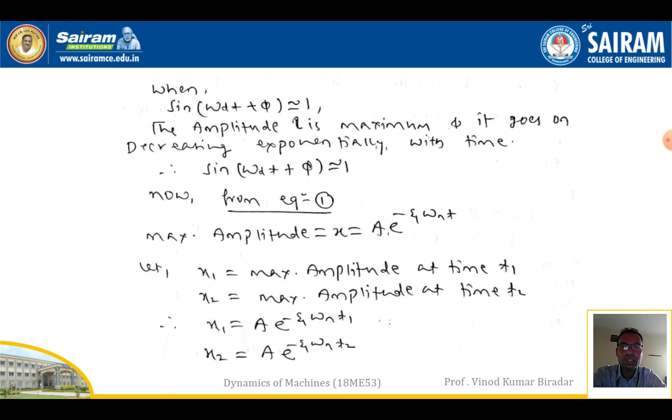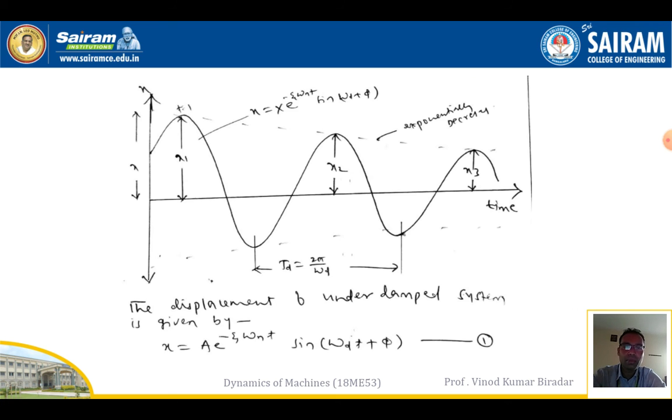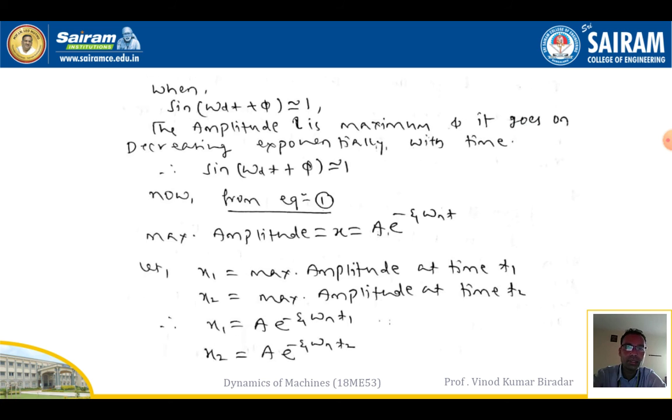Okay, and it goes on decreasing exponentially with respect to time, as shown here. So it will go on decreasing. Therefore, sine of omega d into t plus phi is equal to 1. Now from equation number 1, the maximum amplitude is equal to what? After putting that, A is equal to e to the power of minus zeta omega n into t.